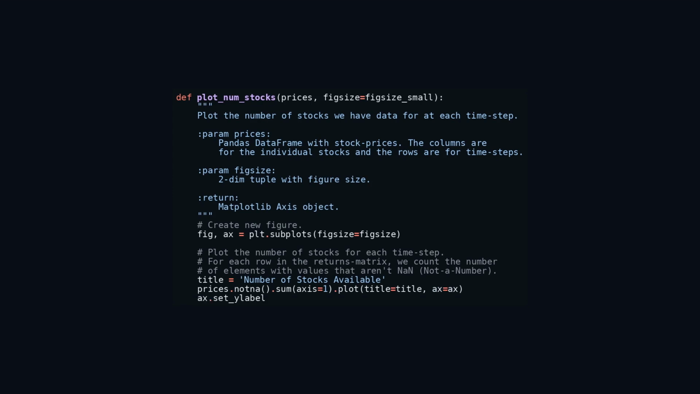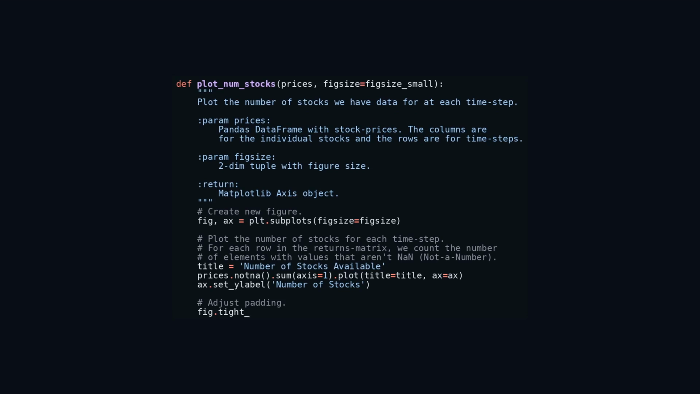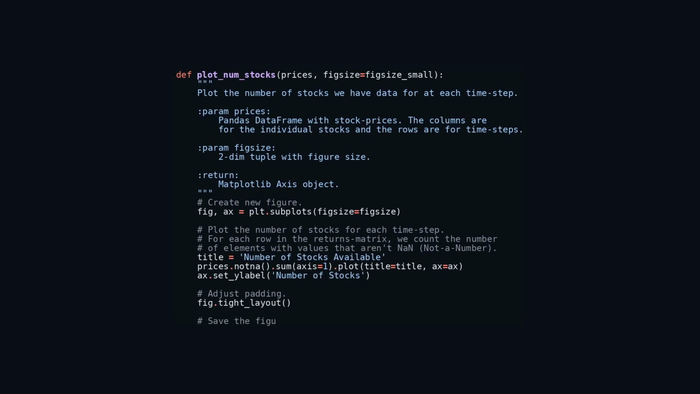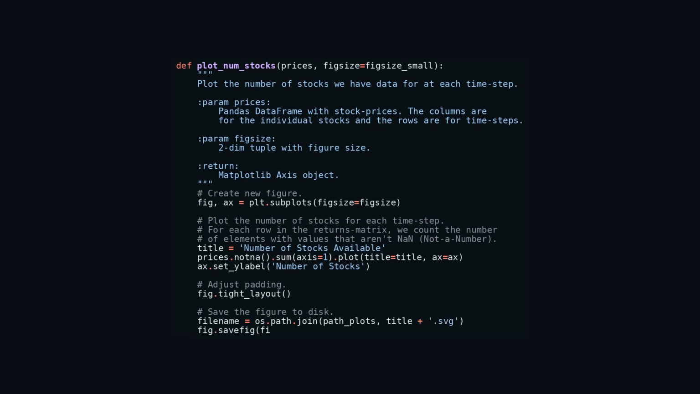This code is useful for visualizing the availability of stock data at each time step, aiding in understanding the completeness of the dataset and analyzing trends in the number of available stocks over time. It enables users to efficiently generate and save this plot for further analysis or reporting.